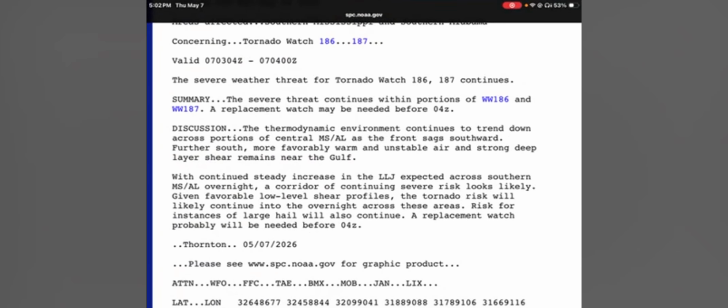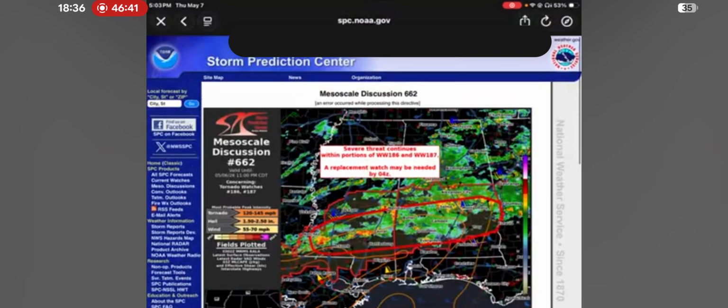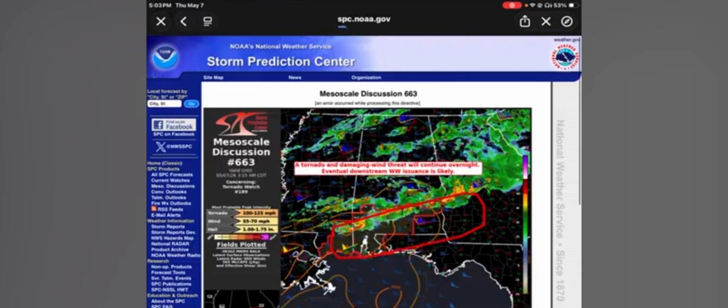Discussion. The thermodynamic environment continues to trend down across portions of central Mississippi and Alabama as the front sags southward. Further south, more favorably warm and unstable air and strong deep layer shear remain near the Gulf. With a continued steady increase in the low-level jet expected across southern Mississippi and Alabama overnight, a corridor of continuing severe risk looks likely. Given favorable low-level shear profiles, the tornado risk will likely continue into the overnight across these areas. Risk for instances of large hail will also continue, and a replacement watch will probably be needed before 11 p.m. Central, or 4Z. 4 UTC, same thing. So that's 662. Let's move on to 663.